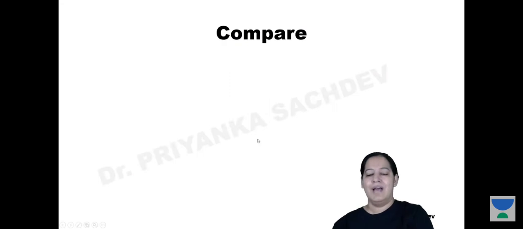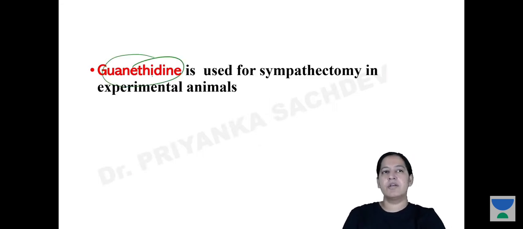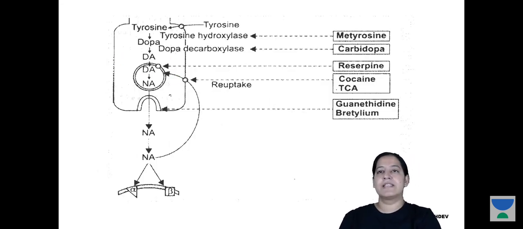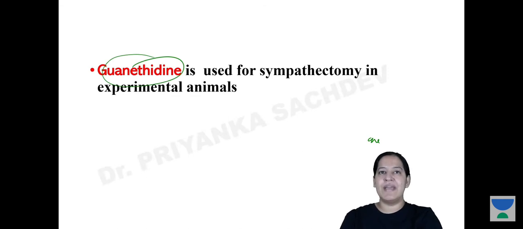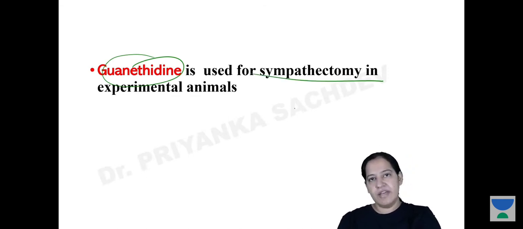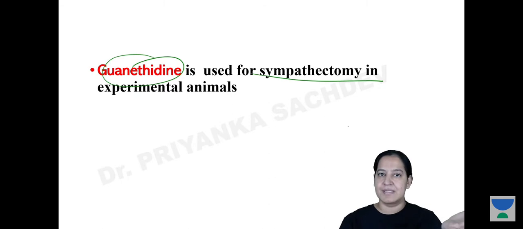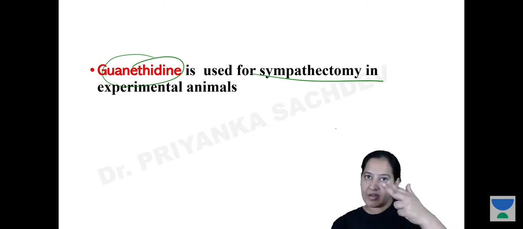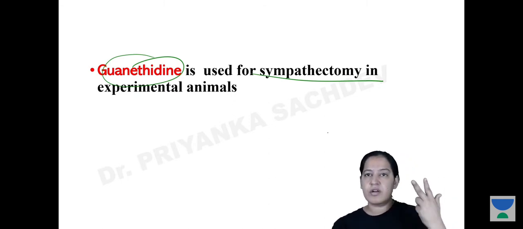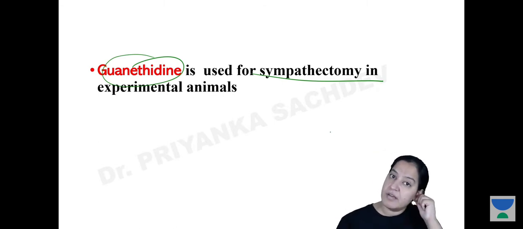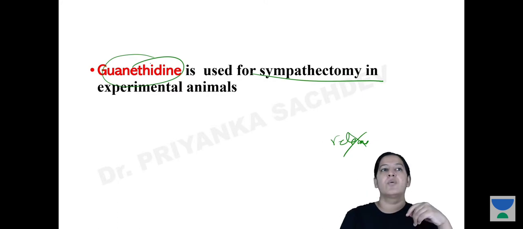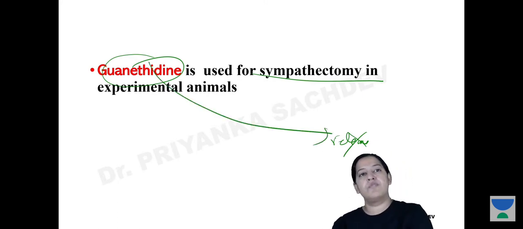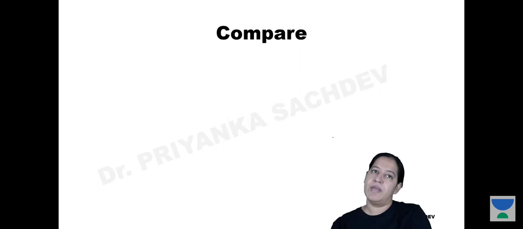So guanethidine, what was guanethidine doing? It is inhibiting the release. It is inhibiting the fusion. So guanethidine is used for chemical sympathectomy. When we want to do sympathectomy in animals, mouse or rabbit, we do not cut the sympathetic nerves with scissors. We can inhibit the release of noradrenaline via a chemical known as guanethidine. So guanethidine is used for artificial or chemical sympathectomy in experimental animals.